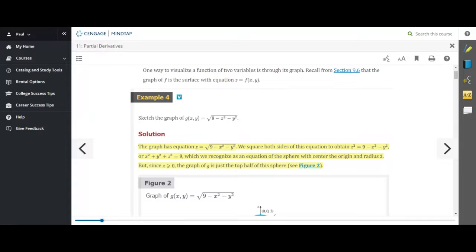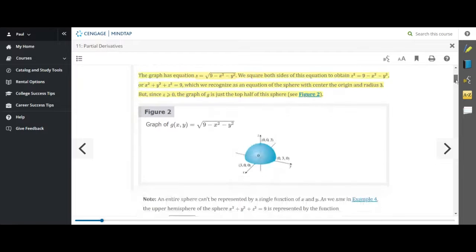What you can do is let g of x, y equal z, and then square both sides of that equation, and you'll end up with x squared plus y squared plus z squared equals 9. That's the equation of a sphere with radius 3. But it's just the top part because z is the positive square root of 9 minus x squared minus y squared.